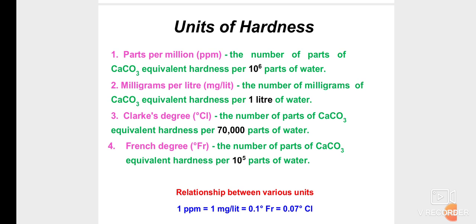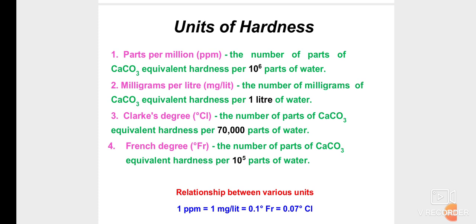So these two units are predominantly used to detect hardness. One is ppm, another one is milligram per liter. Then the third unit is the Clark's degree. The number of parts of calcium carbonate equivalent to hardness per 70,000 parts of water is called the Clark's degree. Then the last one is the French degree.